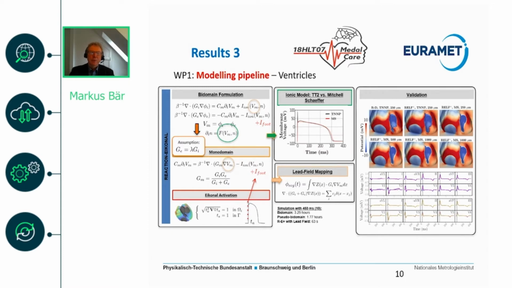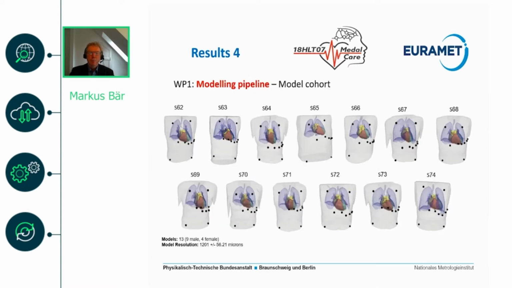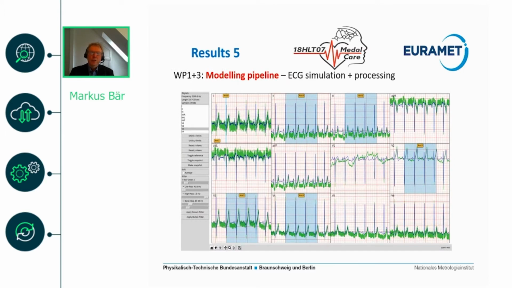And then in a second step, to get the ECGs, you have to embed them into torsos. And here we have a cohort of 13 models taken from direct medical imaging recordings, different hearts embedded in different torsos, obviously, and the black dots in each of the pictures are the points where the ECGs are taken. Okay. And if all of this is put together, you can simulate ECGs for each of these people.